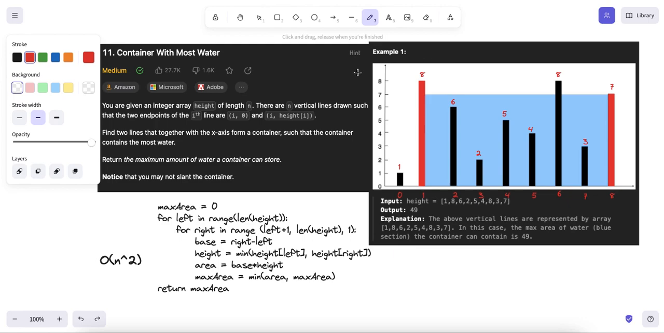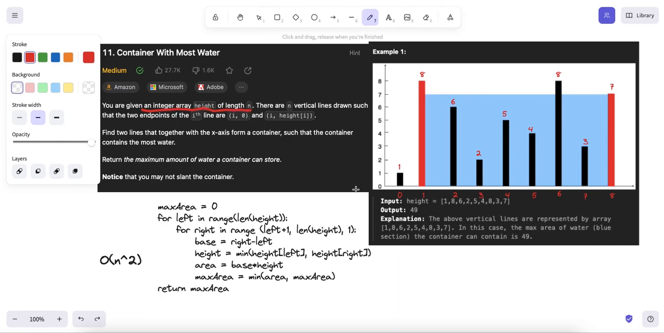Hey everyone, welcome to Code World, and today we'll be going over LeetCode number 11, Container with Most Water. This is another problem off the Blind 75 list, which is a list of LeetCode problems commonly asked during coding interviews. So in this problem, you're given an integer array height of length n.